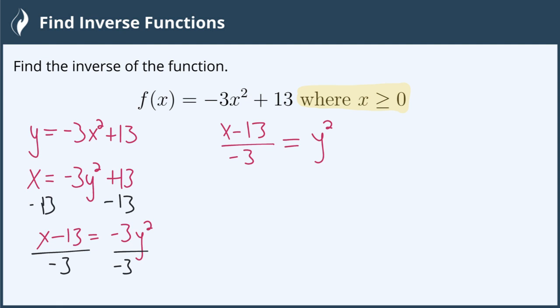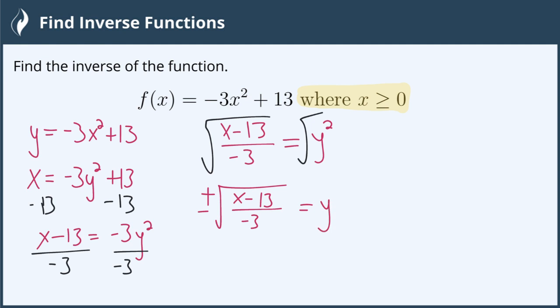So now we need to get y by itself. We're going to get rid of the square, so we're going to take the square root of both sides. Now, when you take a square root, you generally have to account for the plus or the minus at the front. That's because when you square something, its sign will always turn into a positive no matter what. However, in this case, because in our original function, x is greater than or equal to 0, this means that in our inverse function, y has to be greater than or equal to 0. Because remember, we swap our x and our y.